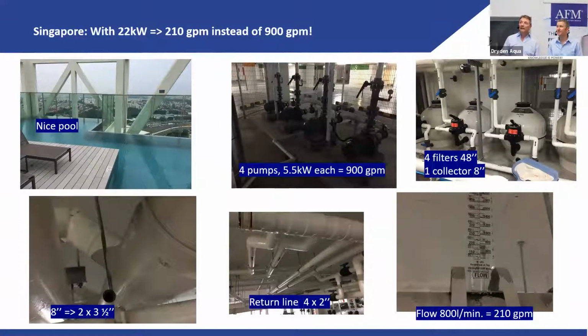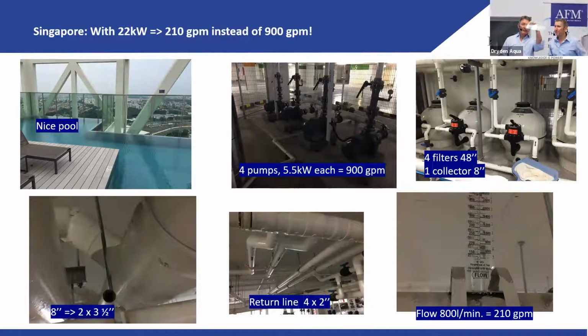And they had 200, maybe you lead through. Okay, so we had 4 pumps at 5.5 kilowatt each, with an estimated volume of 900 gallons per minute. That's what they said, right? So the filters looked pretty good too, right? 48-inch filters, an 8-inch collector. So that 3-inch multi-port valve, that was okay. But then the problem started, right? Going from the 8-inch to 2 times 3.5-inch pipes.